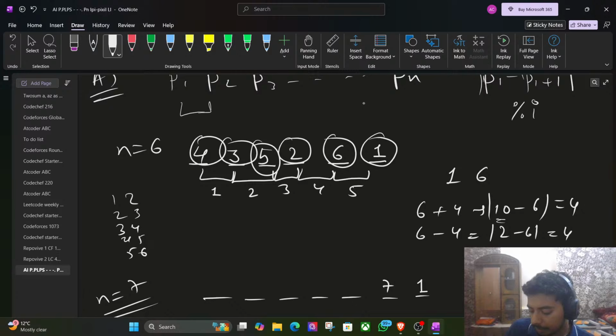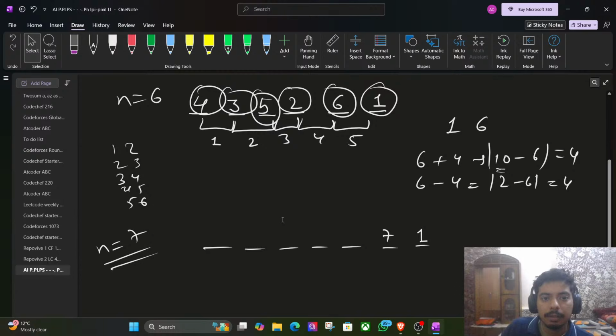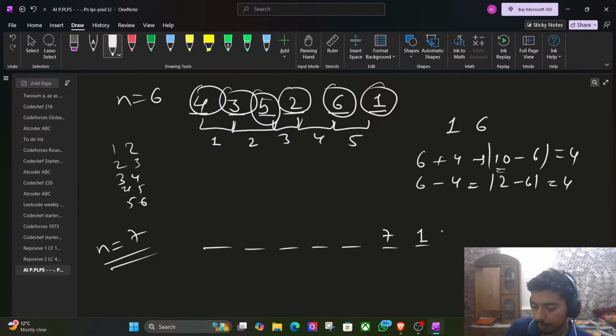C can be done without binary search. Yeah, C can be done without binary search. So, any doubt?